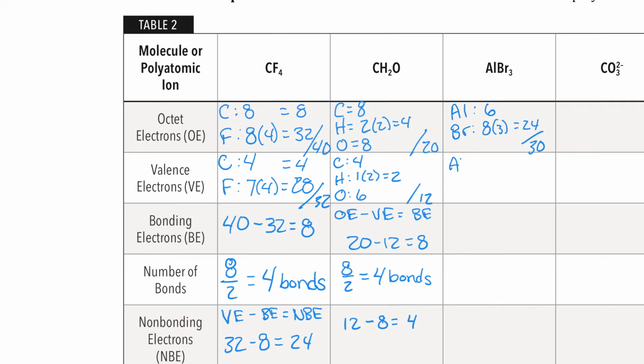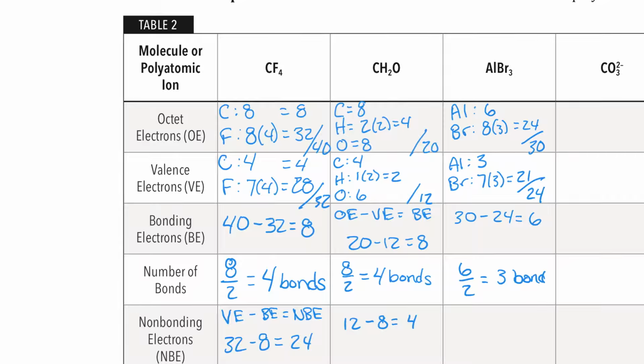Aluminum is going to bring with it 3 valence electrons. Each bromine is going to bring with it 7 valence electrons, and again there's 3 of them, so that gives us 21 valence electrons from bromine for a total of 24 valence electrons to work with for our structure. Taking our octet number and subtracting our valence electrons, we get 6 for our bonding electrons. 6 divided by 2 gives us 3 bonds.